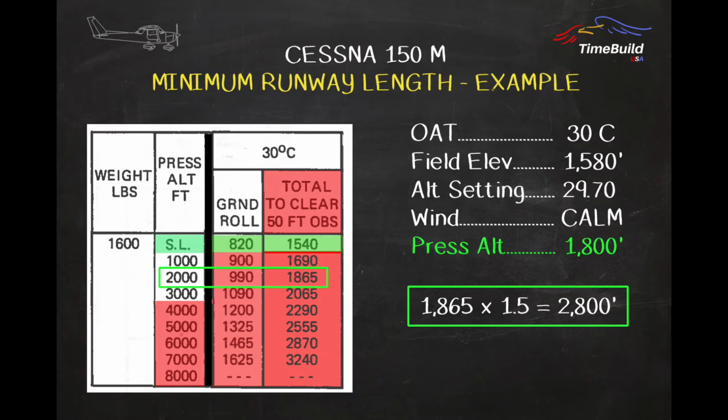Looking at the takeoff distance chart, the variables would indeed place the operation in the red shaded area. To determine the minimum runway that must be available to the pilot for both takeoff and landing at this airport, the total to clear 50-foot obstacle distance would be multiplied by 1.5, resulting in a required minimum runway length of 2,800 feet.